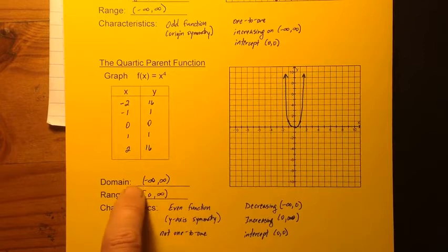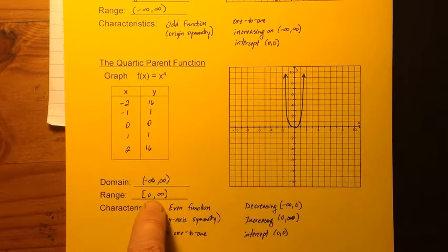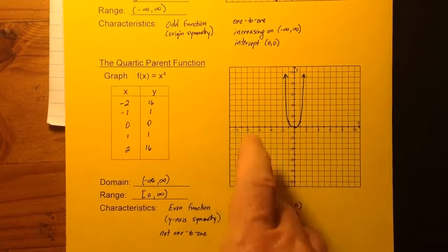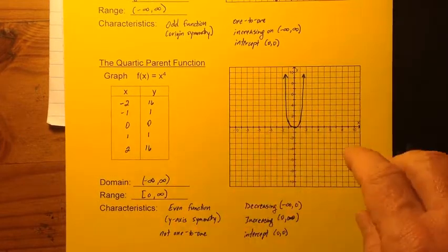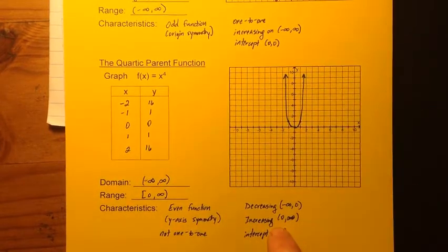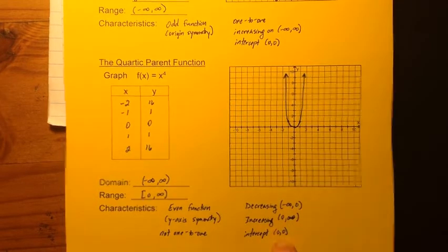Domain is all real numbers, negative infinity to positive infinity. The range now is only from 0 to infinity, and it is including the 0. This is an even function. Even function, it has y-axis symmetry. It is not 1 to 1. So it is decreasing from negative infinity to 0. It's going down from left to right, and then it's going up from left to right from 0 to infinity. All right? And once again, the only intercept is at 0, 0.